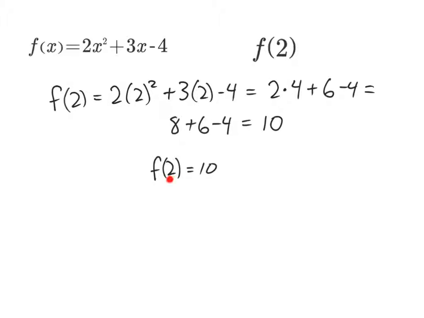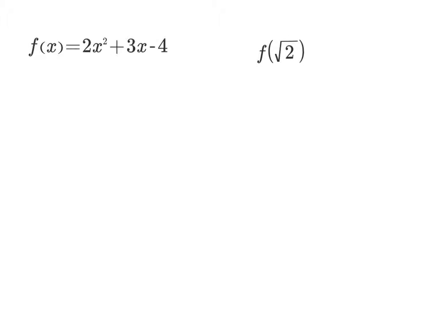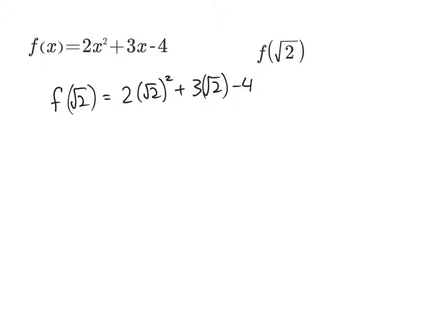That means that anytime I plug in a 2 into my function, I will get out a 10. Now for another example. Now we're going to do f of square root of 2. So I'm going to do exactly what I did before. So f of square root of 2 is going to be 2 times the square root of 2 squared plus 3 times the square root of 2 minus 4.